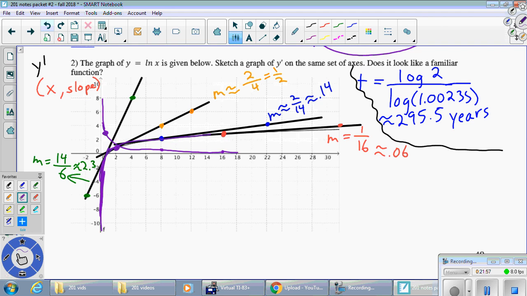Okay, so then there's my graph, my rough sketch of the derivative of ln of x. Does it look like a familiar function? I'm hoping it does. You can pause the video if you haven't thought about it, but I will put a question mark here. So pause the video, come back after you've had a chance to think. Maybe, just maybe, that's the graph, or part of the graph of y equals 1 over x.